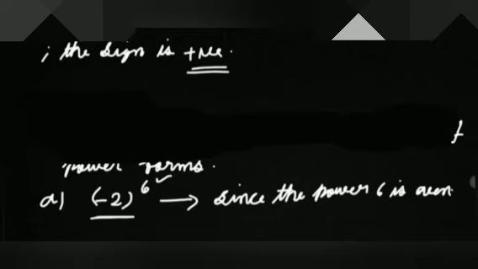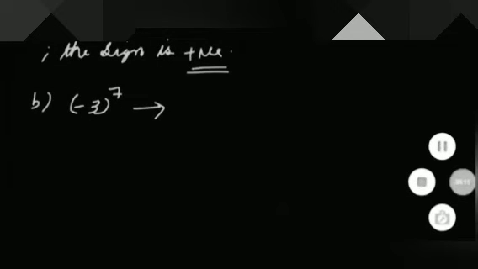Okay, now let's do second question. Write down question number B. Minus 3 raised to 7. What about the sign of the answer here? Here the power is 7, isn't it? Is 7 even or odd? Yeah, 7 is an odd number, and of course the base is a negative integer here.